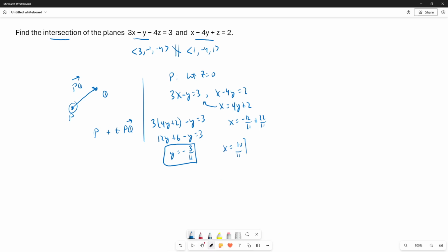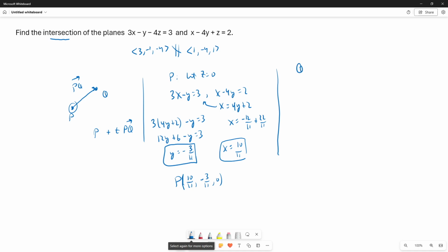It is (10/11, -3/11, 0). That's a point in the intersection of the two planes. This point should satisfy both equations if we did our algebra and arithmetic correctly.